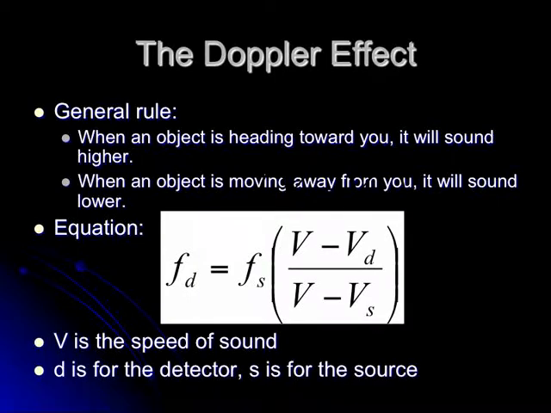Now let's talk about negatives and positives. If the two objects are approaching, the velocities are positive. If they're moving apart, the velocities are negative.